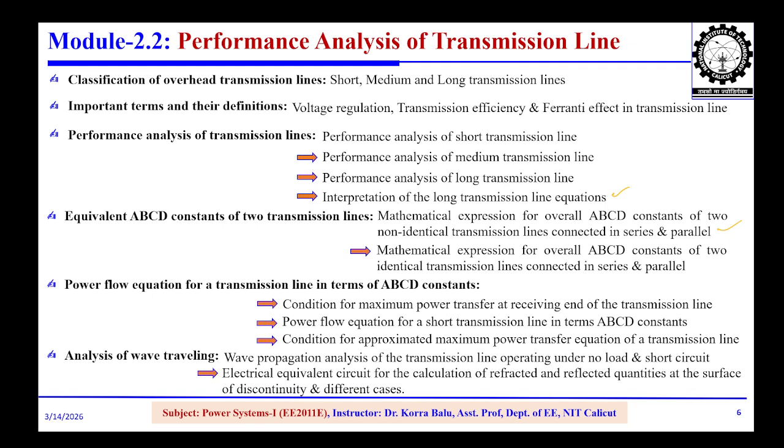Then we will see the power flow equation of the transmission line in terms of the ABCD parameters. So we will see the P and Q value in terms of the ABCD parameters, the power transferred through the overhead transmission line in terms of the ABCD parameters we see.